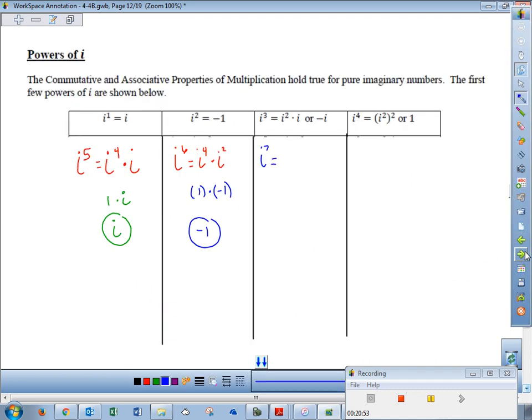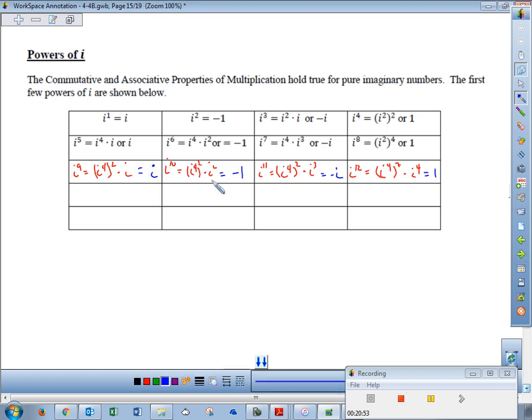Then if we keep doing that, you'd get I to the 9th, which is I to the 4th. It went in there twice, right? Then there'd be 1 more left over.